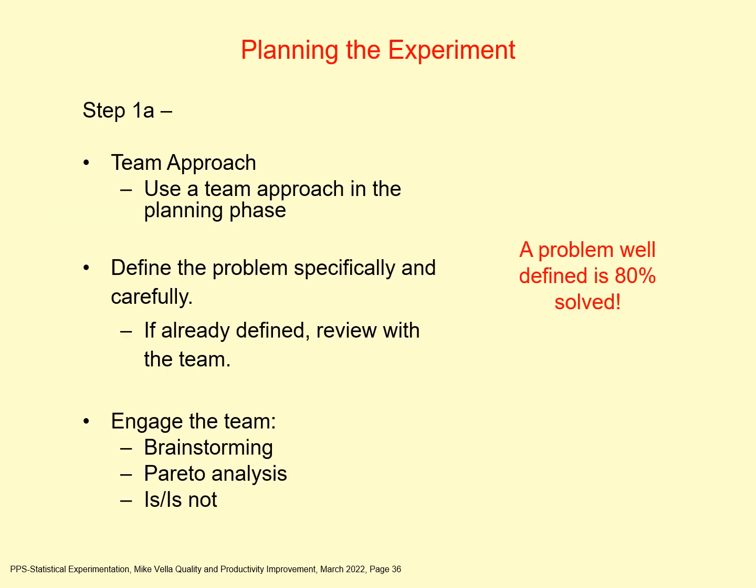So let's proceed with step 1A. Use the team approach. We've mentioned this several times already, that you need to collect the people who are most closely aligned with the process. Production operators, production supervisors, quality technicians, quality engineers, and engineers, maintenance people who understand the process and see the work every day. Ask the team to carefully define the problem specifically and carefully. If it is already defined, review it with the team. And use all the tools that you can, like brainstorming, Pareto analysis, and even is/is not.